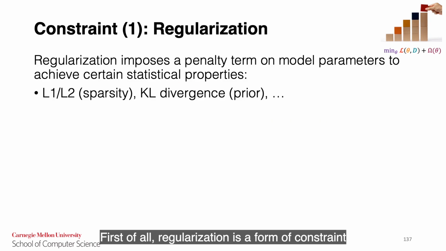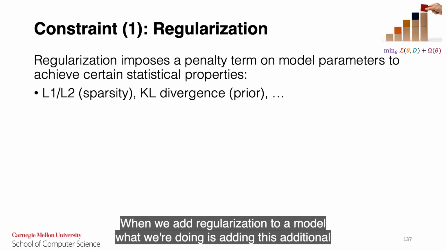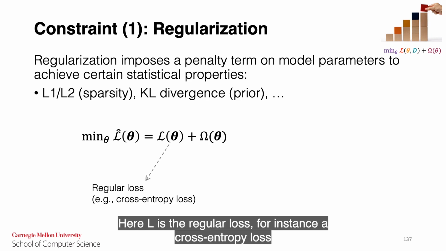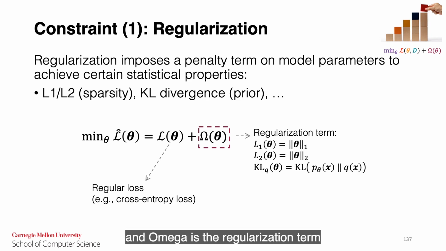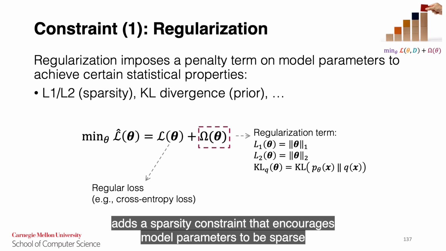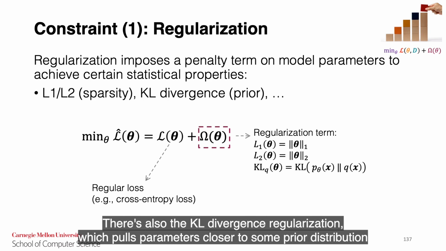First of all, regularization is a form of constraint. When we add regularization to a model, what we're doing is adding this additional penalty term to the original loss function. Here, L is the regular loss, for instance, a cross-entropy loss, and omega is the regularization term. There are many forms of regularization, such as the L1 or L2 regularization, which adds a sparsity constraint that encourages model parameters to be sparse. There's also the KL divergence regularization, which pulls parameters closer to some prior distribution.